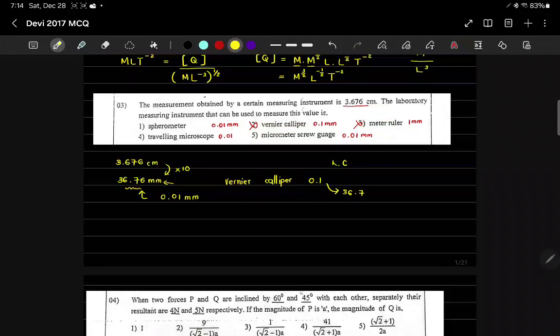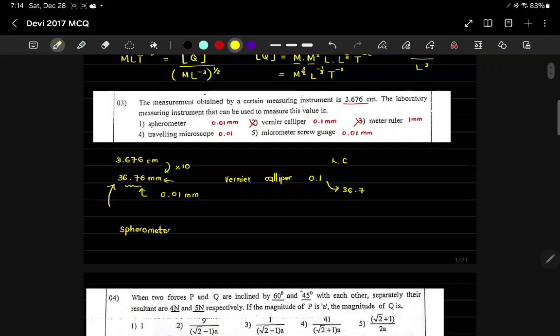Now, in the case of the other three instruments, all three look like they can be used. But the thing is, we have to consider the best answer. And in these answers, the thing is the spherometer. If you consider the spherometer, that is not used to measure such large values. Now, in the case of millimeters, this is like a large value. 36.76 is somewhat of a large millimeter value. These kind of values are not usually measured by the spherometer.